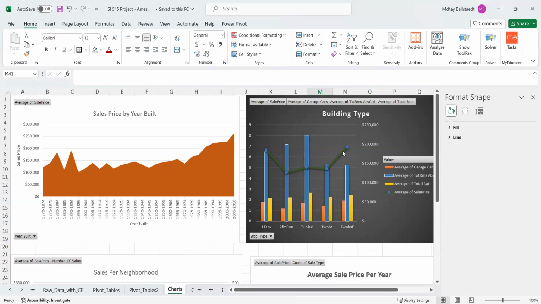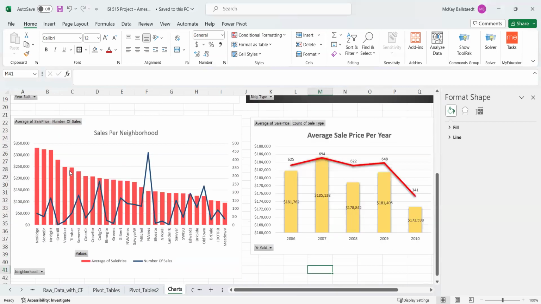There are some variations, but you can also see here in this one, building type, that the type of home makes more of a difference than the number of bedrooms or bathrooms. You can see a single family home or an end unit for a townhome. They might not have the most rooms or bathrooms or garages on average, but they sell for a lot more. That's interesting.